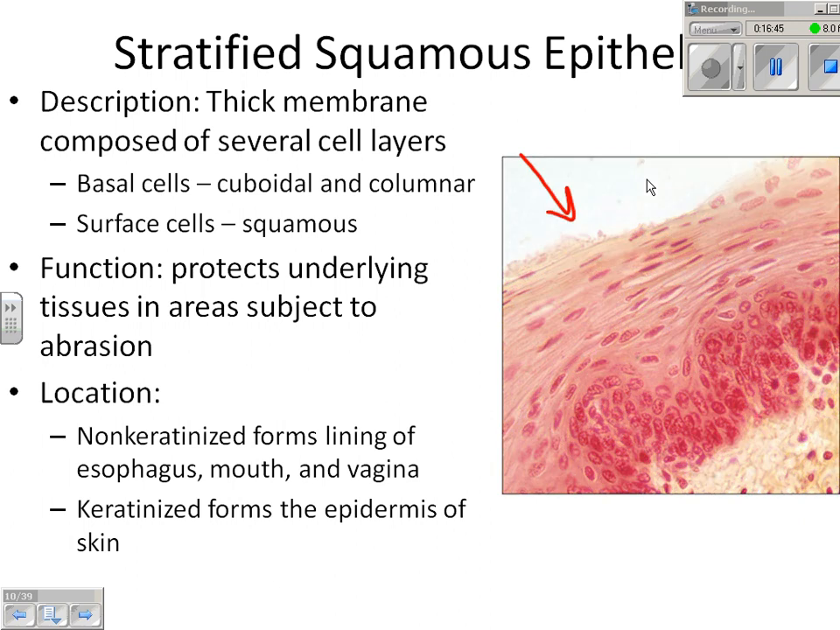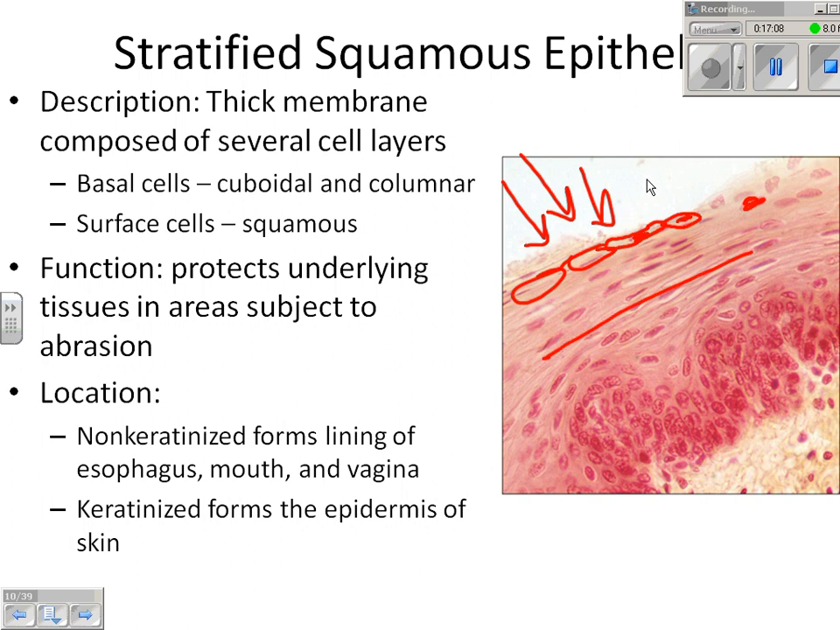If you look down in here where we're getting to the basement membrane, those cells begin to look kind of boxy. But we're dealing with stratified squamous epithelial tissue. And that's why here the basal cells do become cuboidal and columnar when we get there to the basement membrane. But these cells are all squamous, and they're stratified.